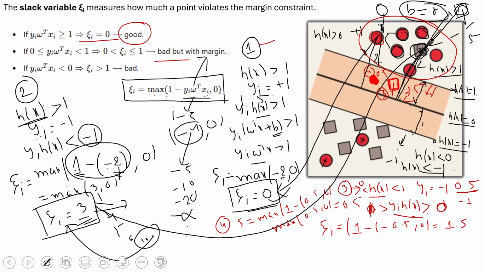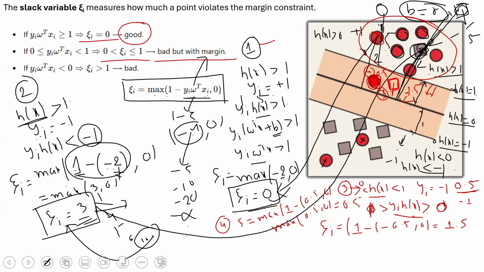Bad but within margin. For these points, this is bad. This is not on the other side of the margin. This is misclassified, but it is on the right side of the hyperplane. That means we allowed misclassifications here. I mean, it is within margin, but on the right side of the hyperplane, it is still on this side. So for these points, slack will be greater than 0 and less than or equal to 1.